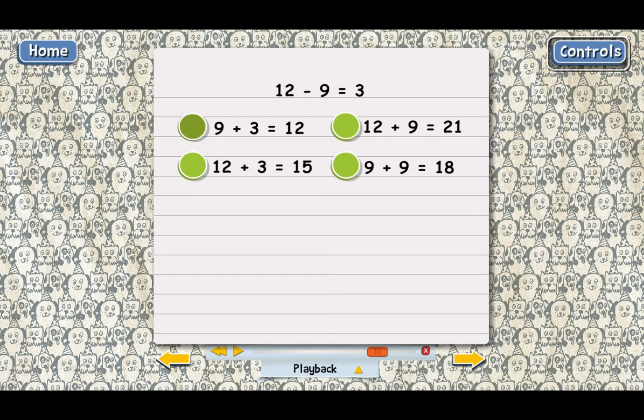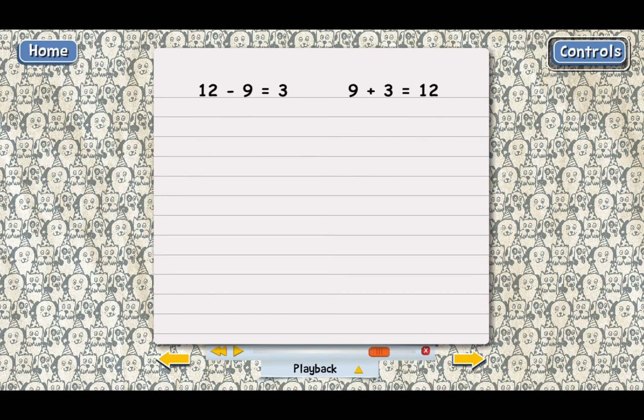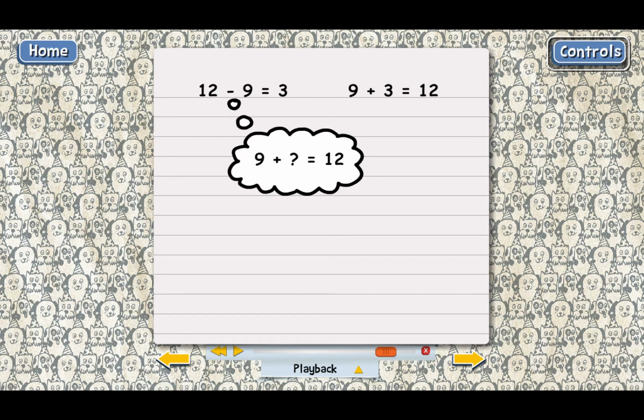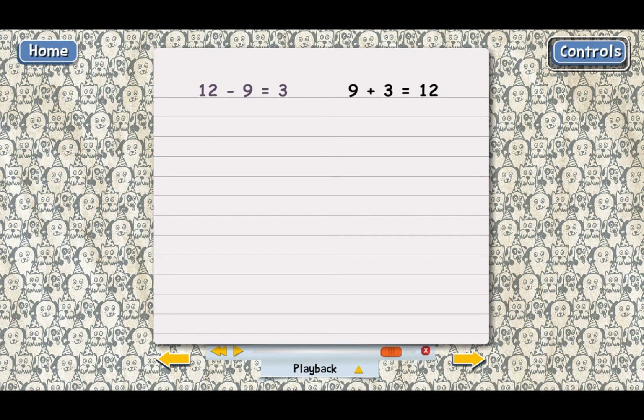You got it. If you had forgotten 12 minus 9, you could have used 9 plus 3 equals 12 to get the answer. You could have just asked yourself, what number added to 9 equals 12? It's 3, and so 12 minus 9 has to equal 3. Now see if you can find another subtraction problem that goes with 12 minus 9 equals 3.